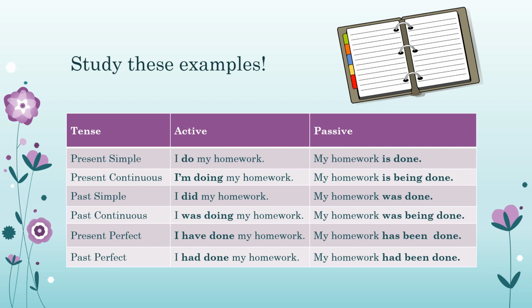Past simple. I did my homework. My homework was done. Past continuous. I was doing my homework. My homework was being done. Present perfect. I have done my homework. My homework has been done. Past perfect. I had done my homework. My homework had been done.